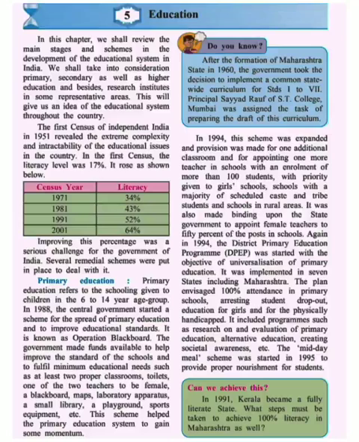The government made funds available to help improve the standard of the school and to fulfill minimum educational needs such as at least 2 proper classrooms, toilets, one of the 2 teachers to be female, a blackboard, maps, laboratory apparatus, a small library, a playground, sports equipment, etc. So what did government came upon?